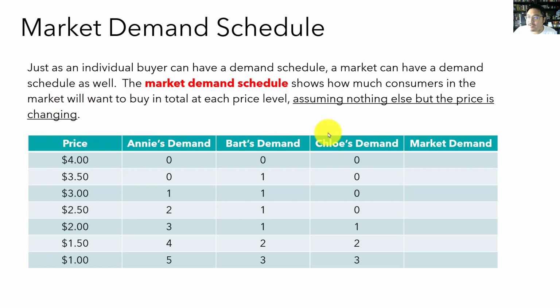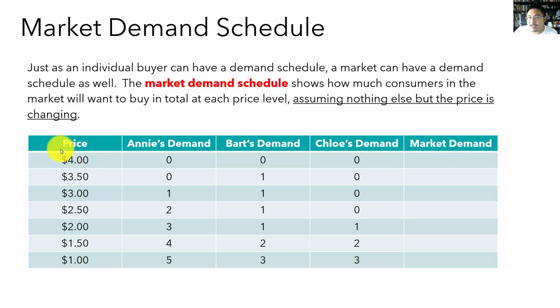And so here now, we have the market for coffee, and this time instead of just Annie, we also have Bart and we have Chloe, and let's just assume that those are the only 3 buyers in the market. And here we have Annie's individual demand schedule, here we have Bart's, and here we have Chloe's. And we can actually construct the market demand schedule from the buyers' individual demand schedules, right? And the way we do that is we simply add up the demand from each individual buyer at each price level, right?